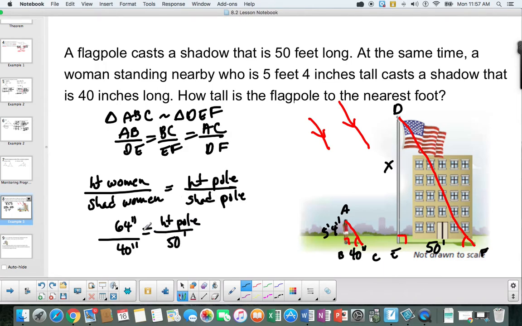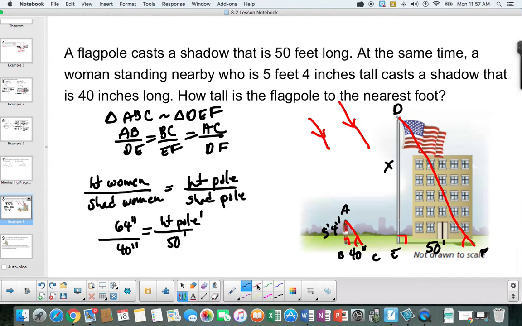Now I want you to notice the units. This ratio here is inches to inches, and the inches will cancel and we'll just have 64 over 40. The height of the pole has to be in feet, feet over feet, and then when the feet cancel, this number here, height of the pole, will have to be in feet.